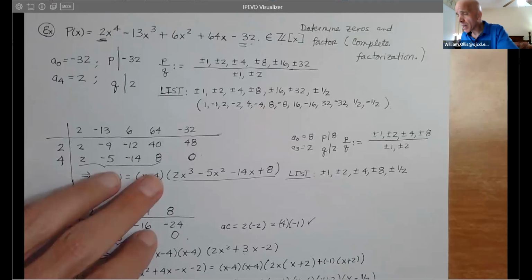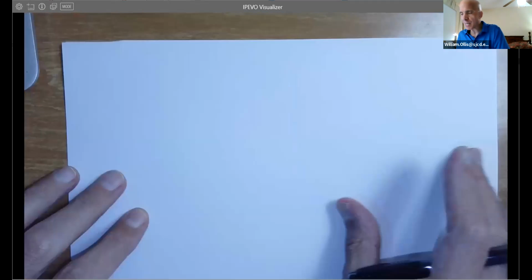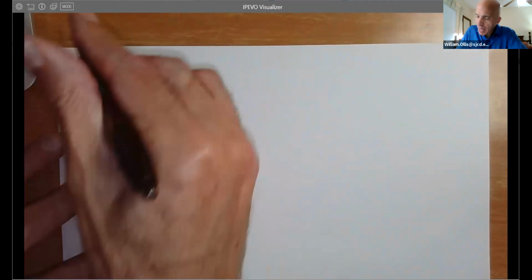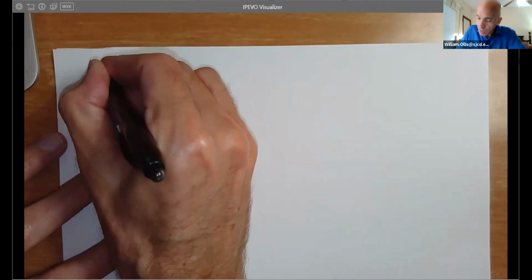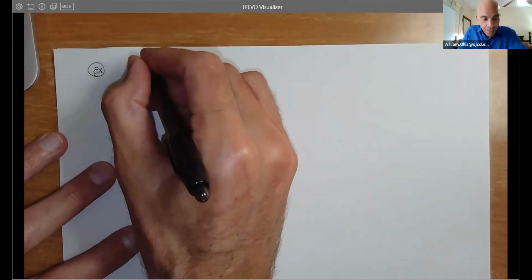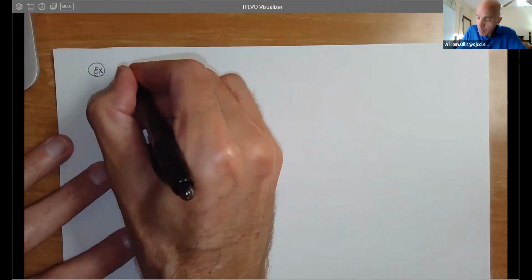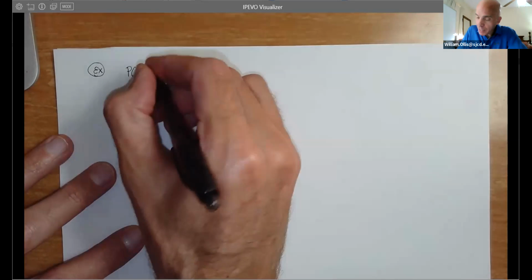Now, what I want to do is do an example that doesn't really require rational zeros, but just to remind you where we've been. This was a WebAssign problem, and what they do is they place it in a section where you think you might have to use rational zeros. And I want to show you that you have options. So here's an example. We want to do the same thing, find the zeros and completely factor.